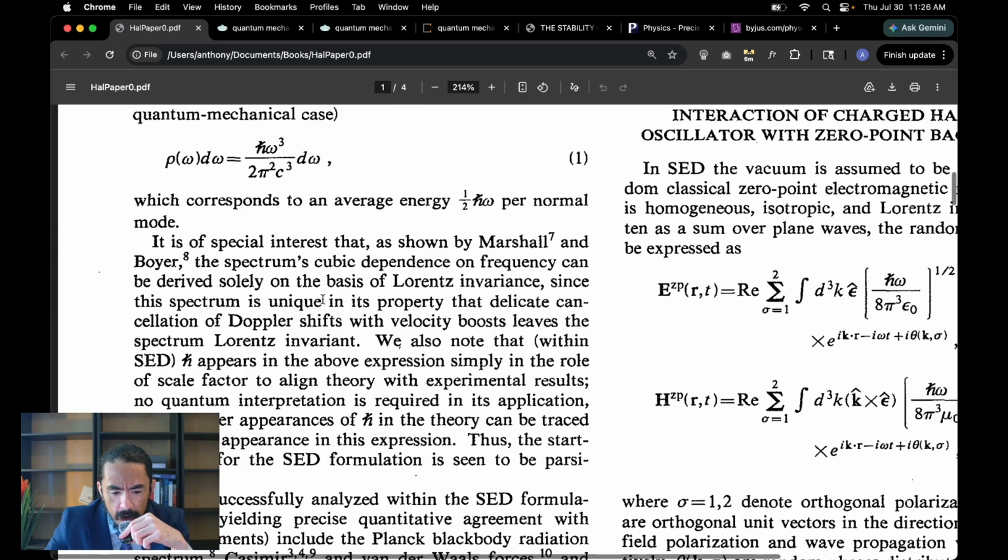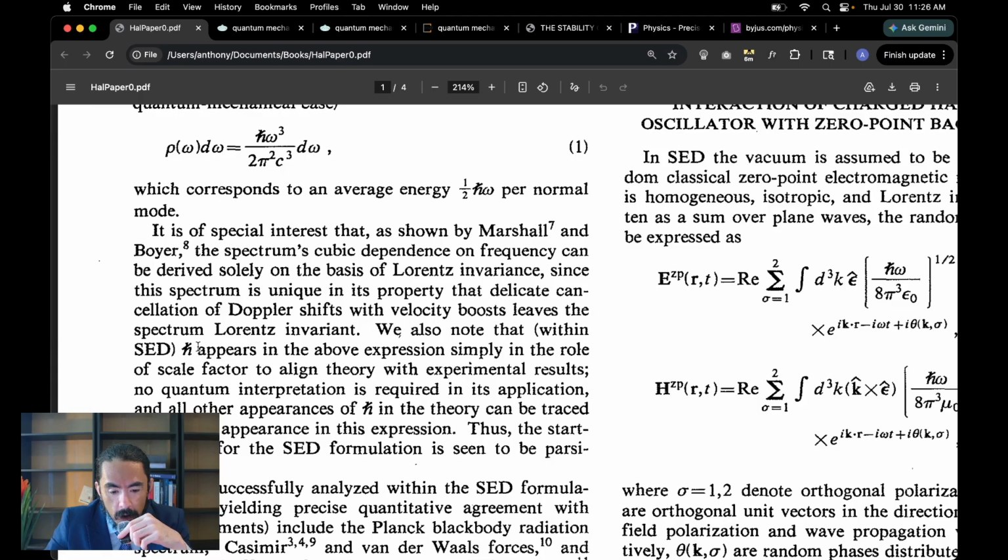We also note that within SED, h bar appears in the above expression simply in the role of scale factor to align theory with experimental results. No quantum interpretation is required in its application, and all other appearances of h bar in the theory can be traced back to its appearance in this expression.